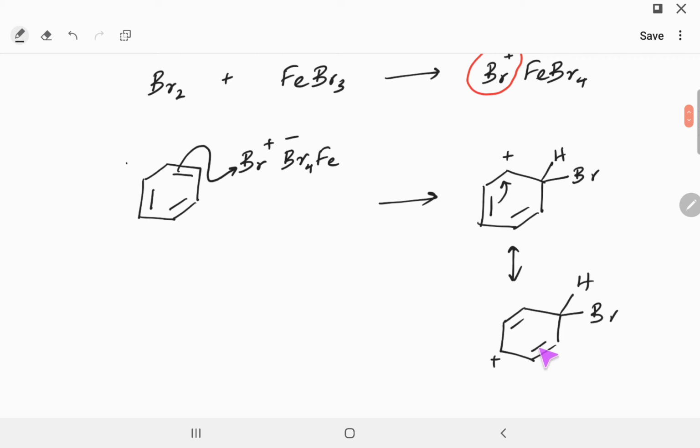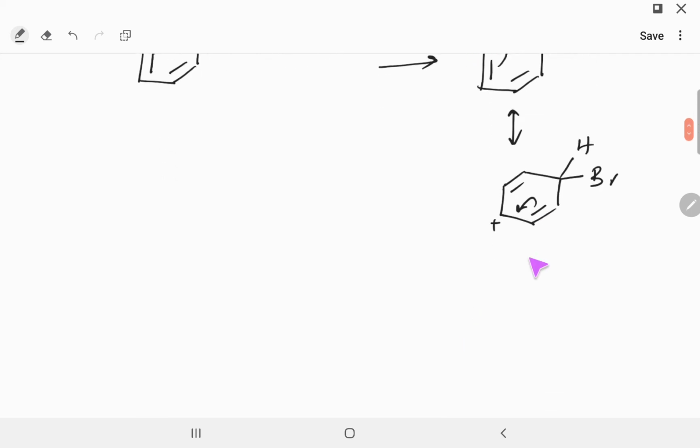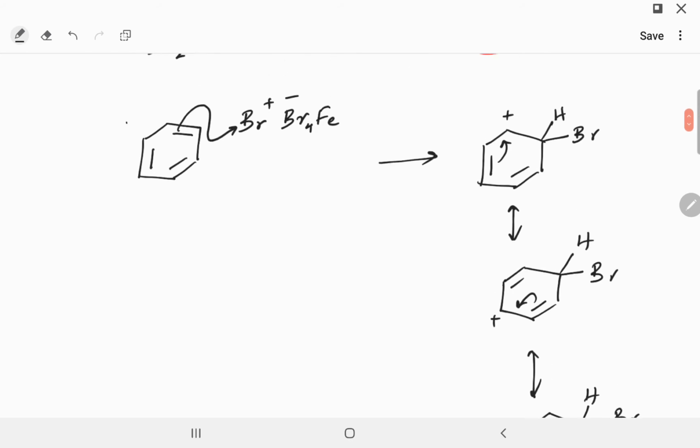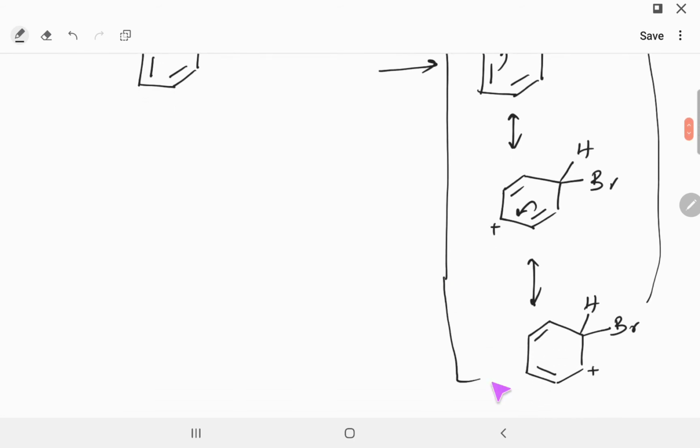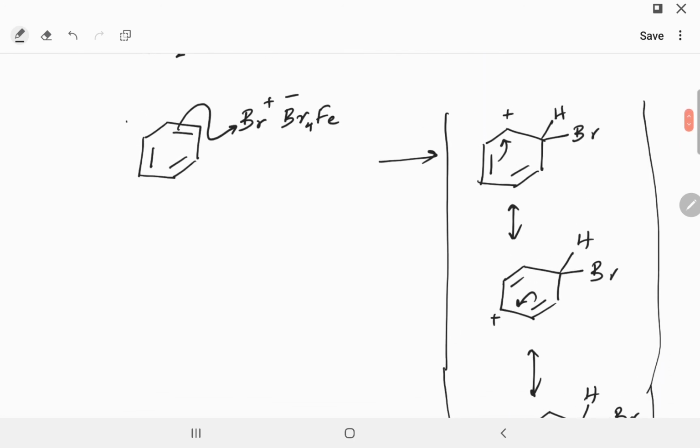And in fact we can use this double bond, and then we can write more resonance structures. Now this double bond is moving to the next 2 carbons. So you have a new double bond here, and then a plus charge will be on this carbon, bromine and hydrogen. All these 3 resonance structures are intermediates, and they are trying to resonance stabilize this intermediate.